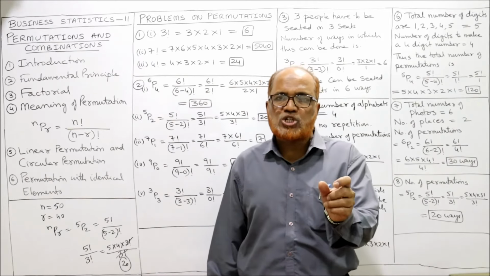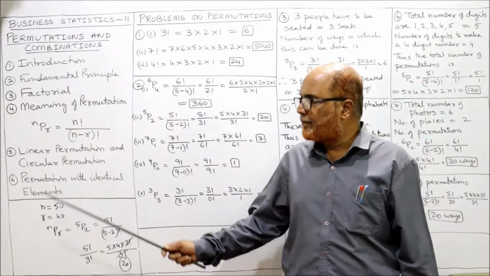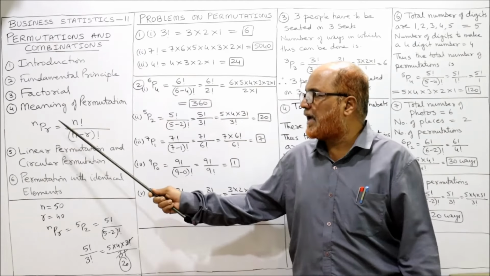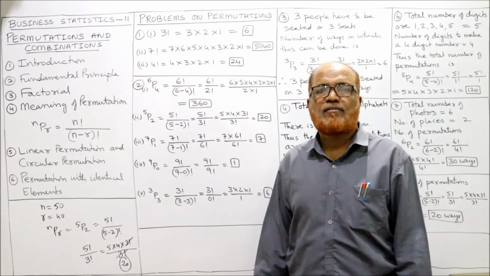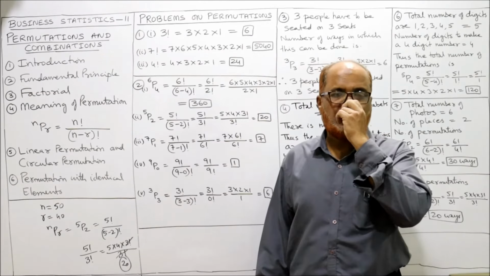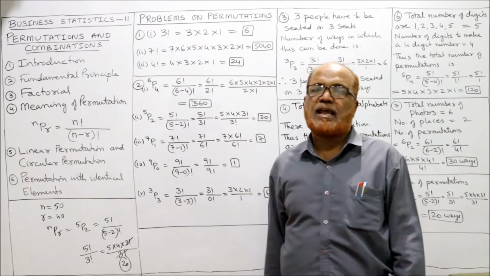The number of permutations we get in circular permutation will normally be lower than in linear permutation. In linear permutation, we apply the formula NPR. For circular permutation, we apply the formula NPR divided by R. Then, permutation with identical elements.